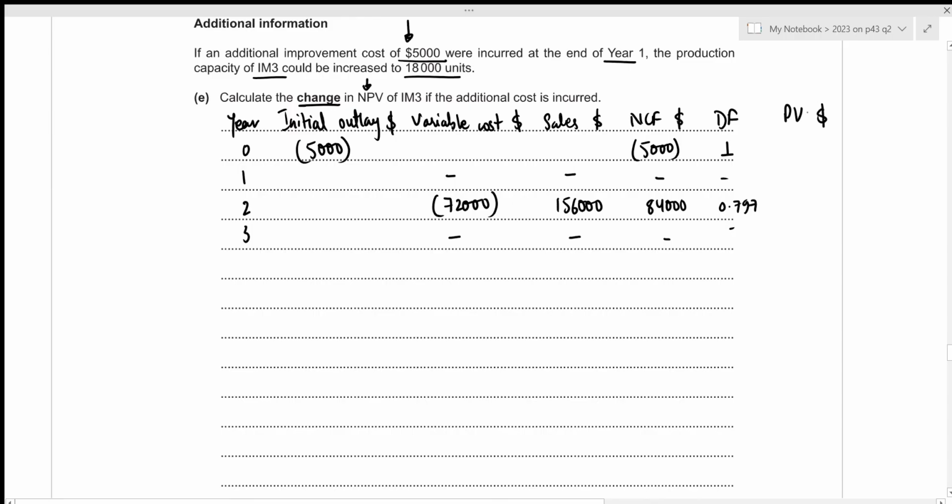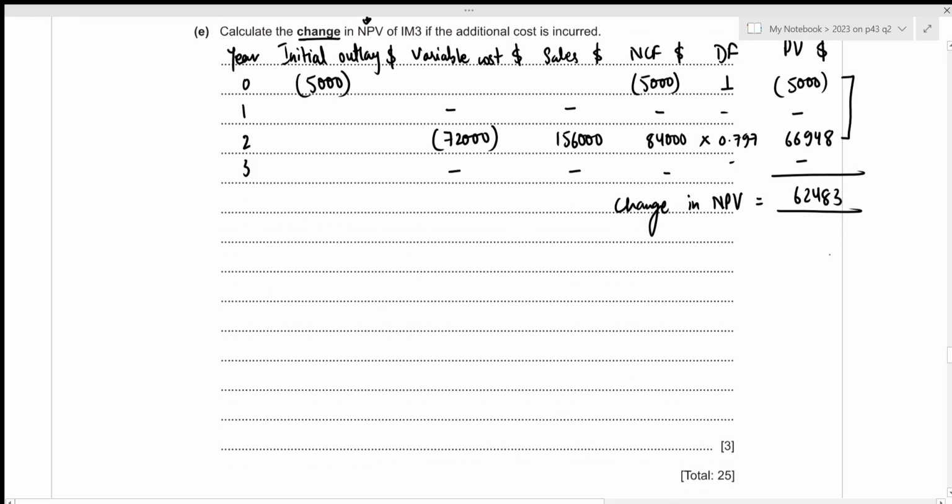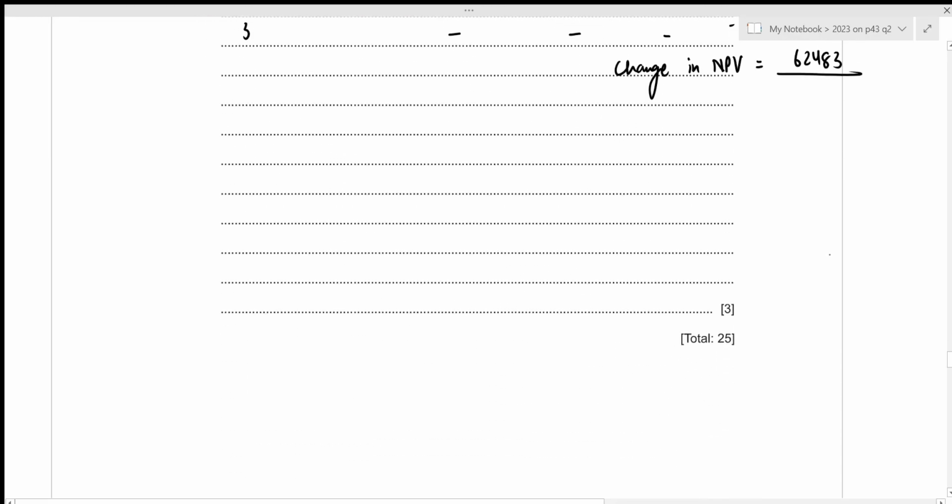Now the present values for year 0 will be 5,000. And for year 2, that's just going to be 84,000 times 0.797, which results in 66,948. Now we can calculate the change in net present value. That is just going to be minus 5,000 plus 66,948, which results in the value of 62,483. That's all for the fifth part of this question as well as this entire question.